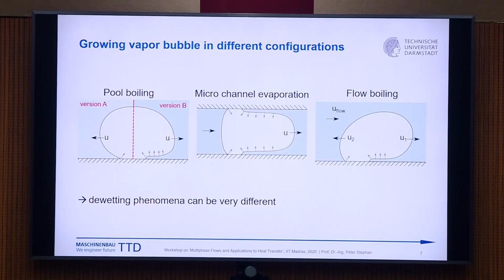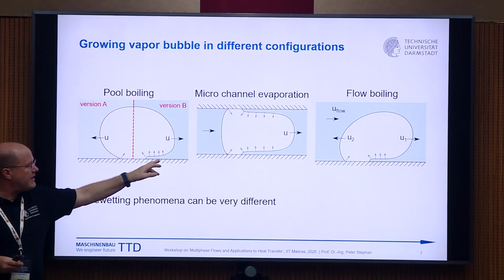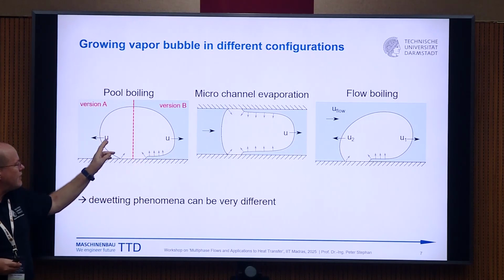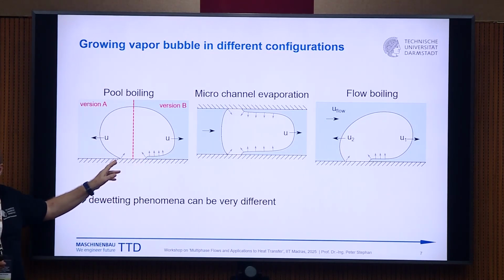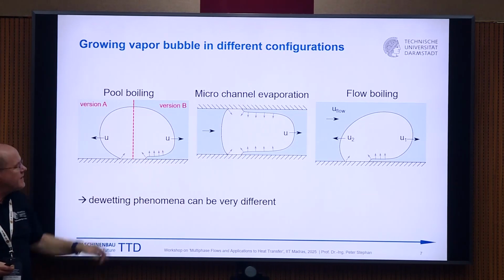That's my understanding. Now let's have a look at a growing vapor bubble in different configurations. This might be a pool boiling configuration. Pool boiling configuration, you will see in the next slides, we have to distinguish. Sometimes, depending on the growing velocity, you can have a thin film. If the growing velocity is rather low compared to the evaporation rate, then you don't have a film microlayer creation. Then you just have a moving contact line. Here you also have a moving contact line, but together with a film formation.